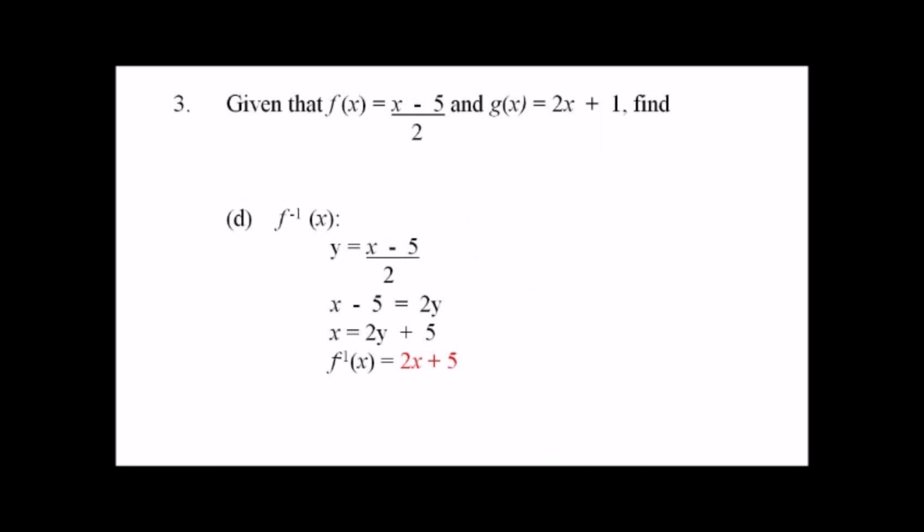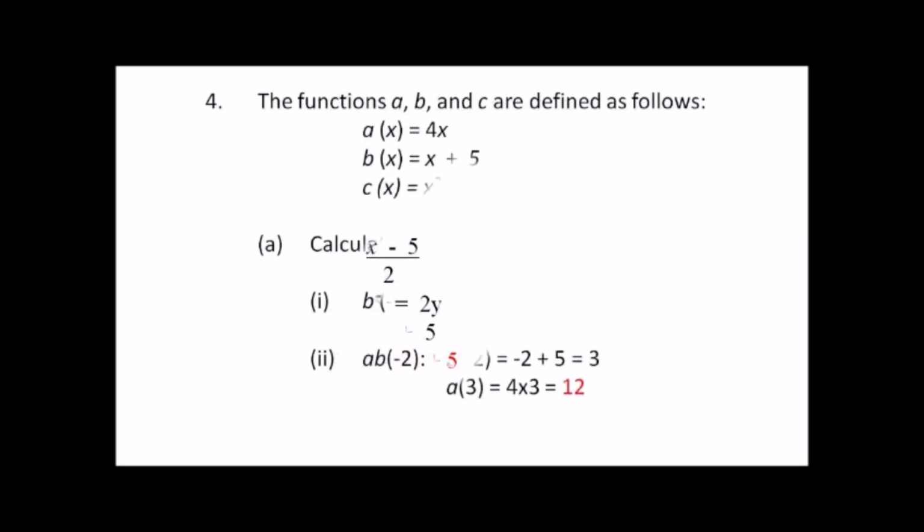And we move on to 3d, f to the negative 1, inverse. So again, go to f of x. y is equal to (x minus 5) over 2. And cross multiply, so you get x minus 5 is equal to 2y. x equals 2y plus 5. And so you replace the y with x. f to the negative 1 of x is 2x plus 5. Final answer. Remember to replace the y with the x to give your final answer.